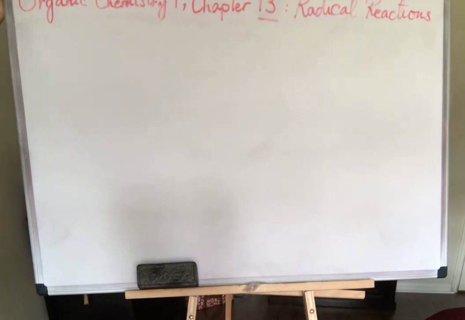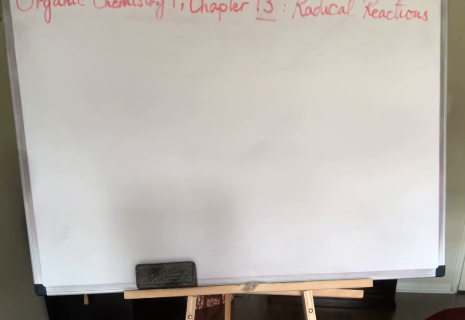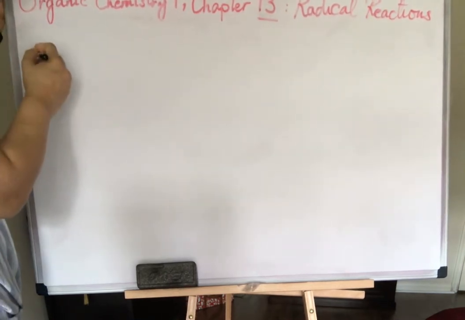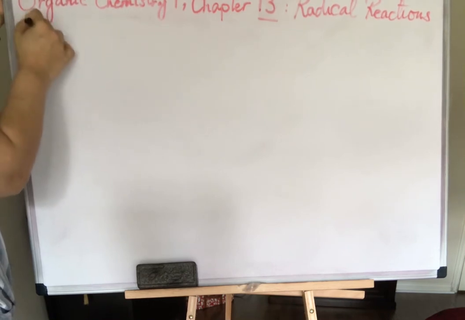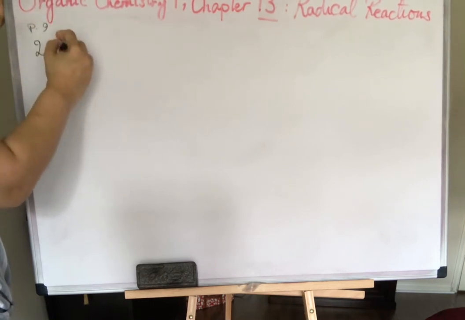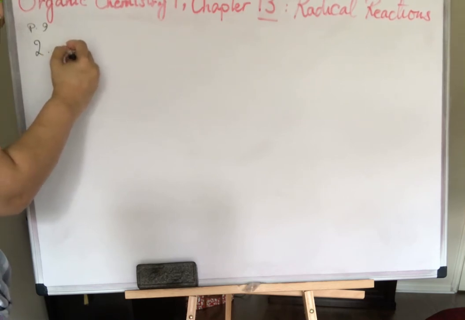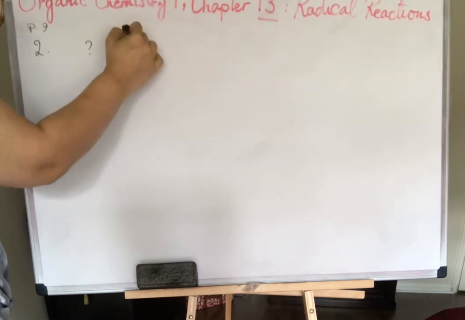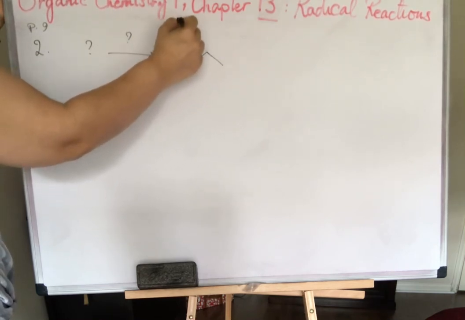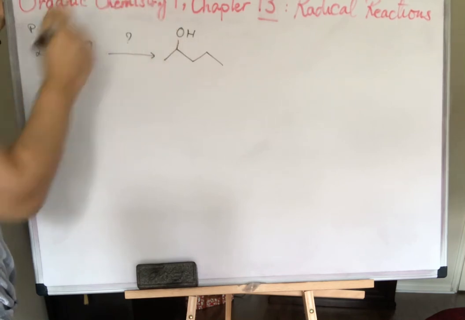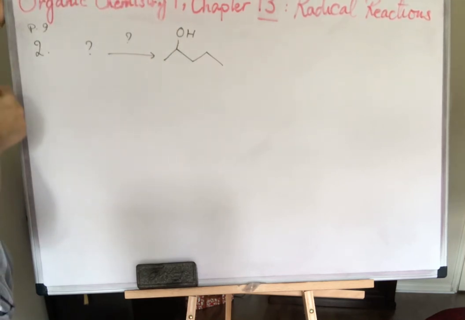Let me work on, I would like to work on the second one, page 9. We are going to synthesize 2-pentanol from a hydrocarbon. 2-pentanol is this compound. 1, 2, 3, 4, 5. This is 2-pentanol. So we have different ways.